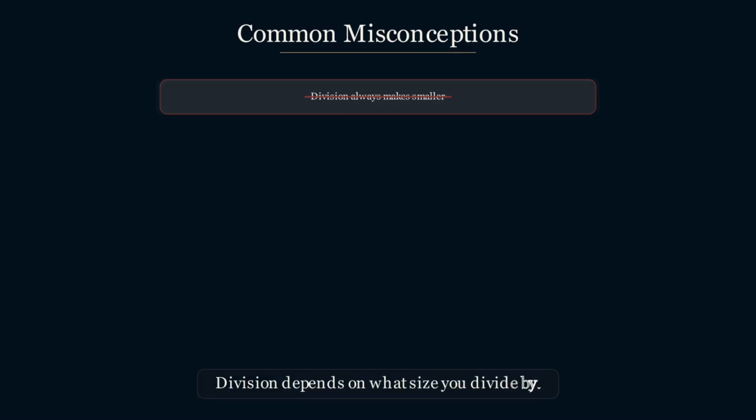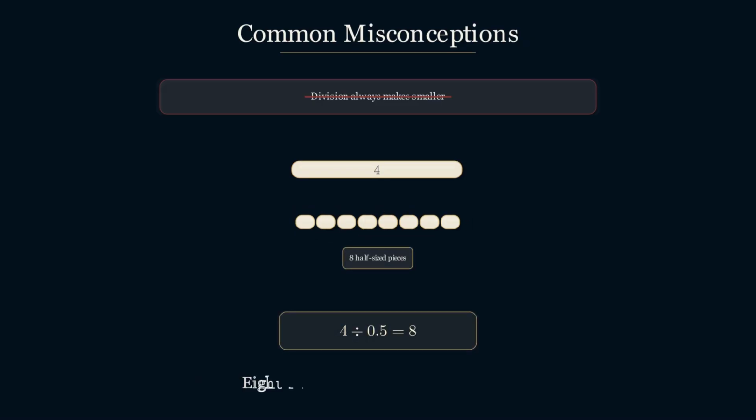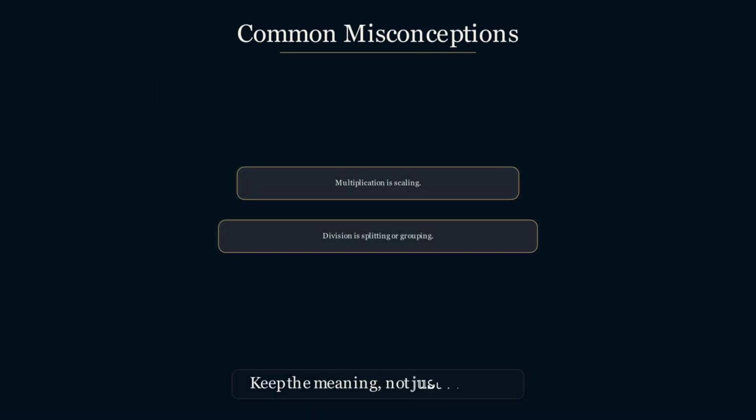Division does not always mean the answer gets smaller. It depends on the size you divide by. 4 divided by 1/2 equals 8 because there are 8 half-sized pieces inside 4. So keep the meaning, not just the shortcut. Multiplication is scaling. Division is splitting or grouping.